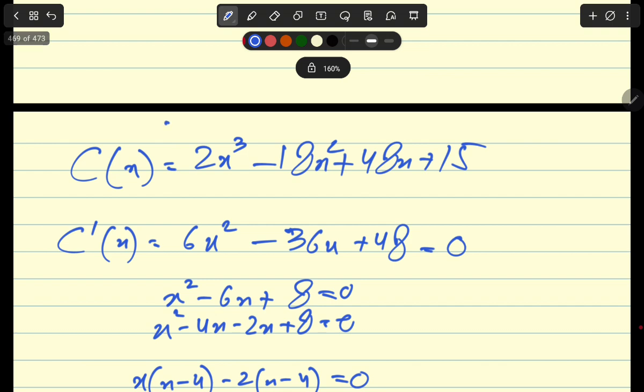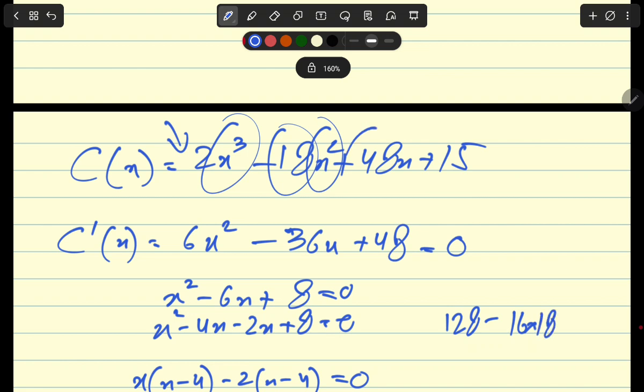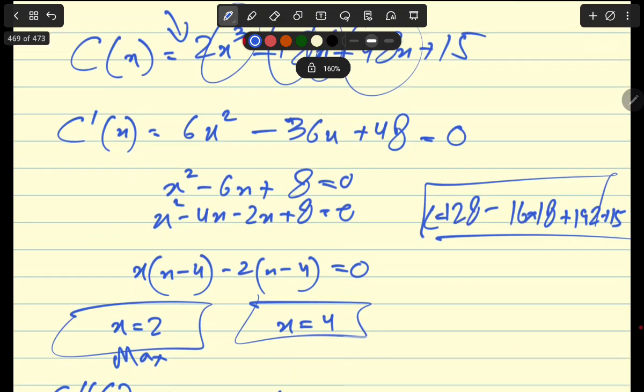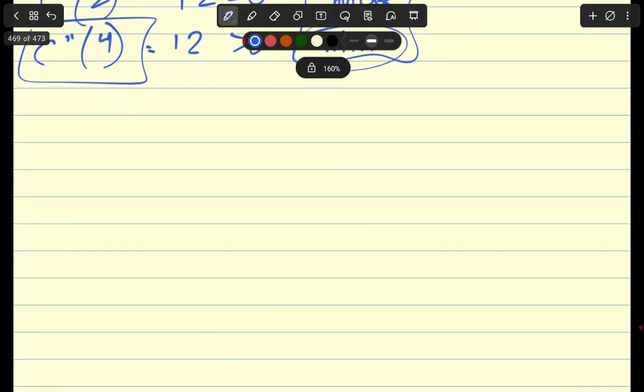So the minimum cost occurs at x is equal to 4. So put this 4 in here. So this becomes 2 times 64 is 128, minus 18 times 16. Whatever that is, I'm not calculating it. 48 times 4 is 192 and then plus 15, right? So this is going to give you the minimum cost. So that's the answer. Now let's do the last thing, which is related rates.